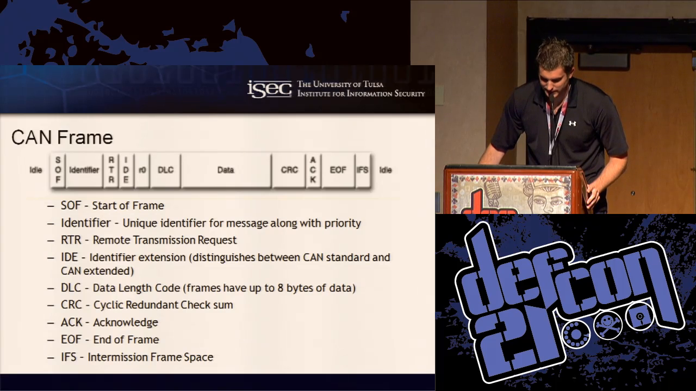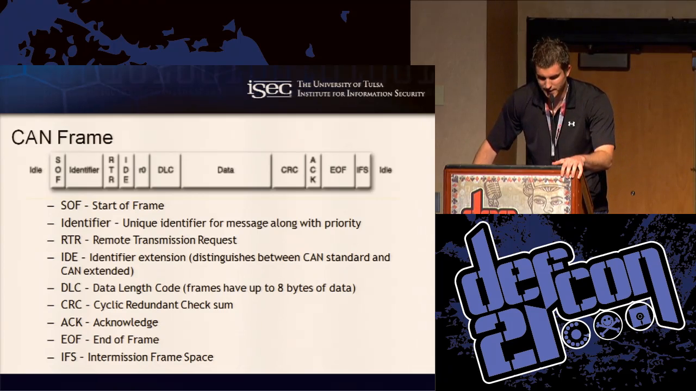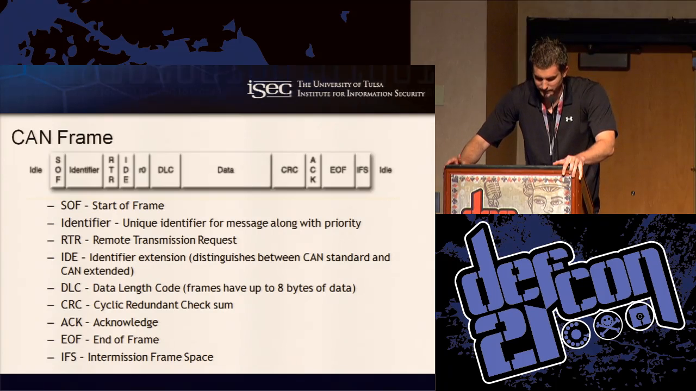Here's what a CAN frame looks like. With a CAN frame, the actual payload portion is limited to up to 8 bytes, which I thought was somewhat limited compared to stuff like Ethernet, which can be up to 1,500 bytes.